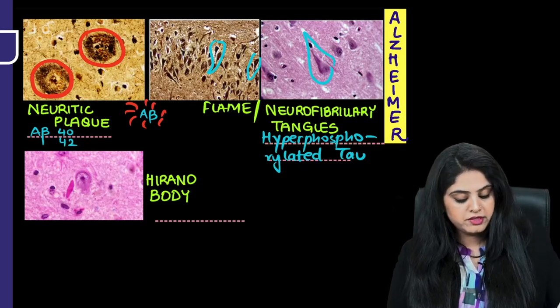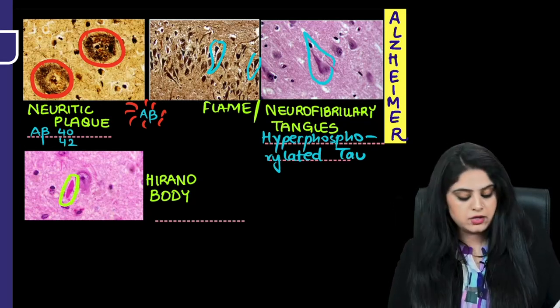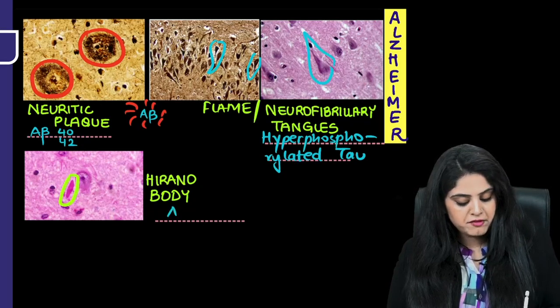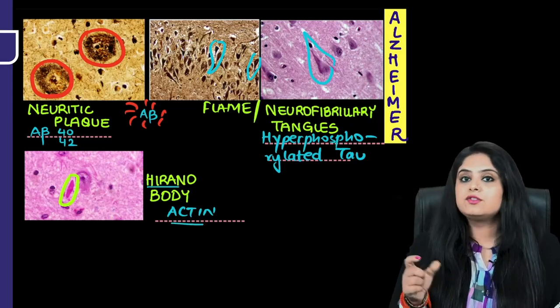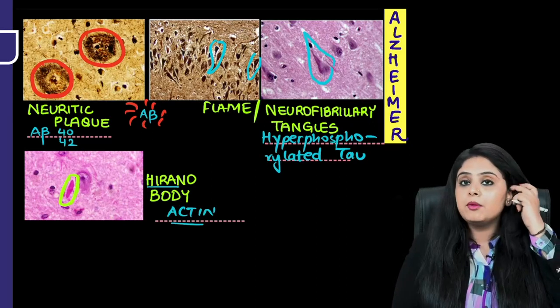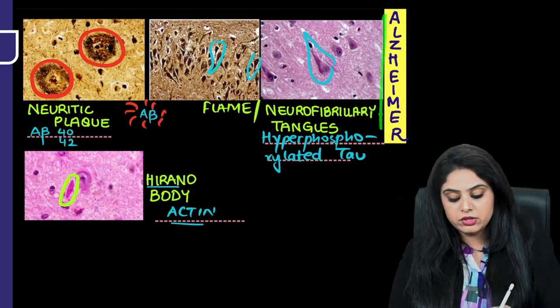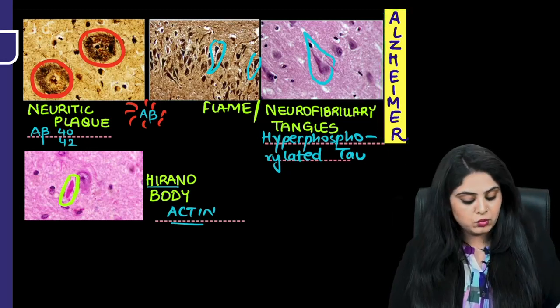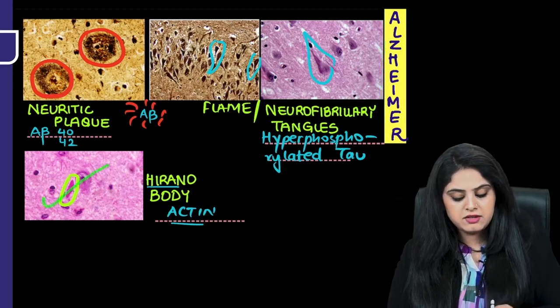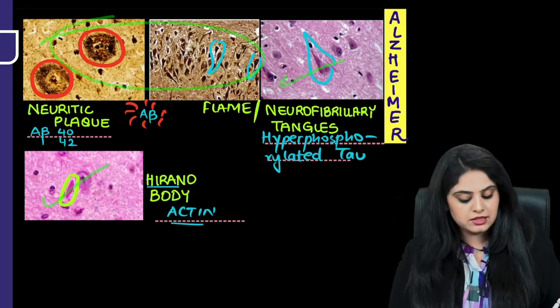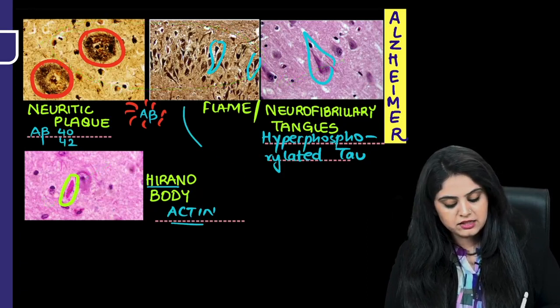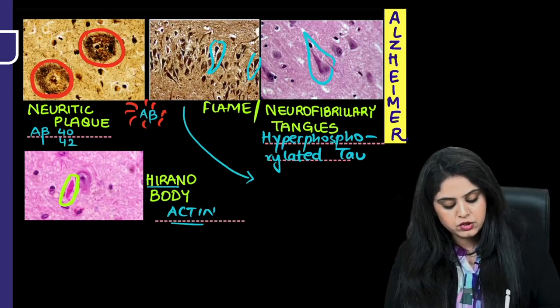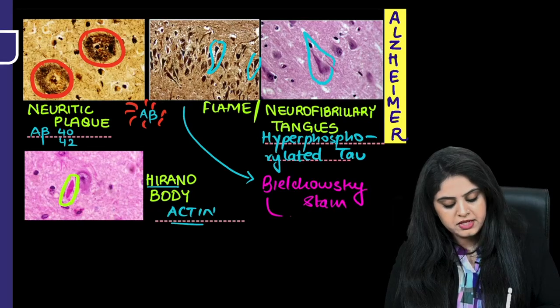Coming to the last one of Alzheimer's, it shows you this body called Hirano body. Hirano body is made up of actin, and we had done a mnemonic, hero ko acting karana, right? Hero has to act. So Hirano body is going to be made up of actin. All these together are included in Alzheimer's disease. One last word, the pink and blue stain everyone identifies, but what is this blackish color stain? This blackish stain is referred to as the Bielschowsky stain. It is something which you would see being used in the brain. So Bielschowsky stain is important for the brain.